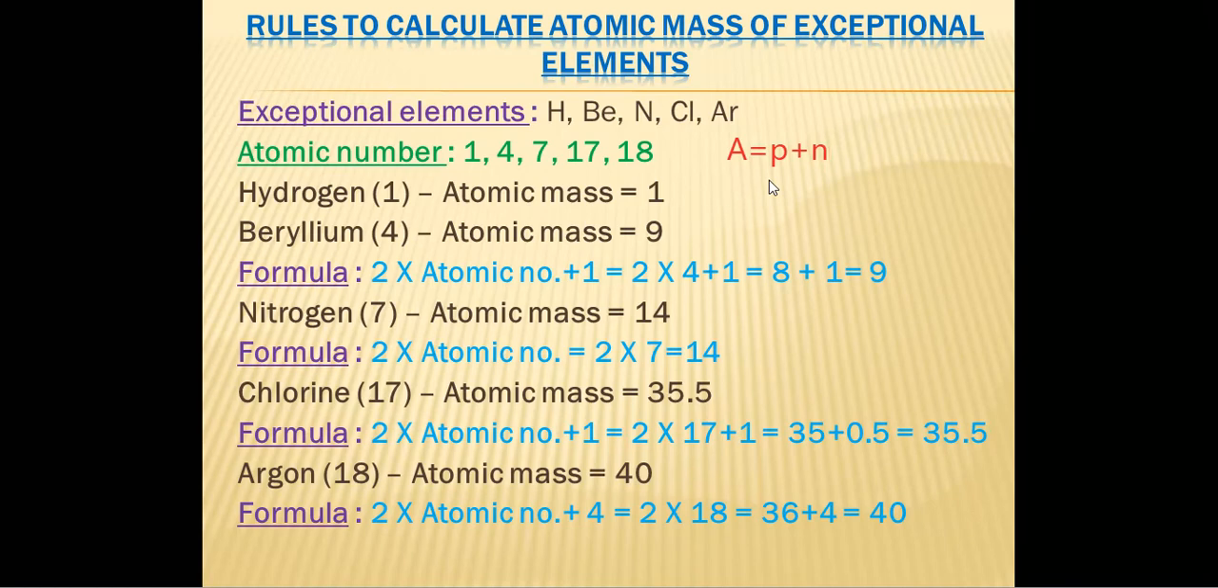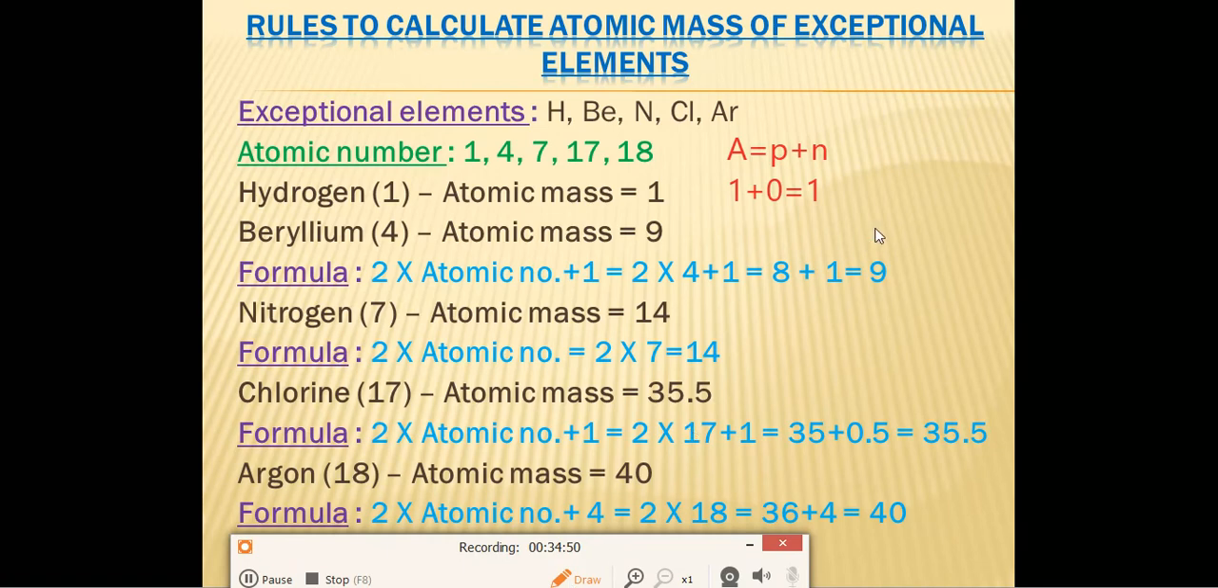So what will we write? We have only one proton, 1 plus 0. So it will come 1 only. So the atomic mass of hydrogen is also 1. Why is the atomic mass of hydrogen 1? You have to remember that in hydrogen no neutrons are present. That's why the atomic mass of hydrogen is 1.